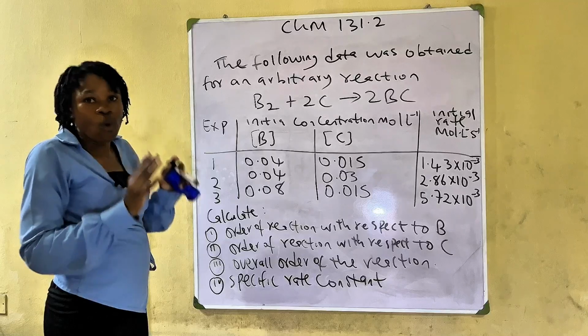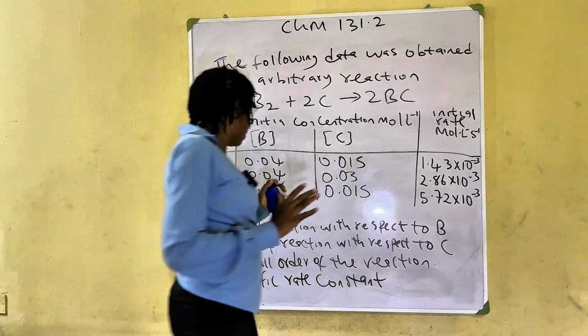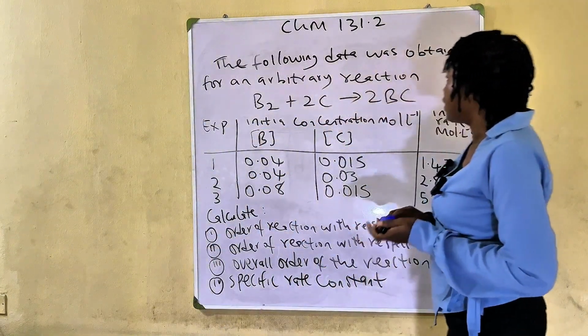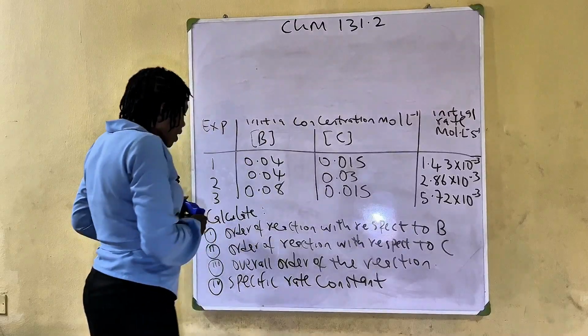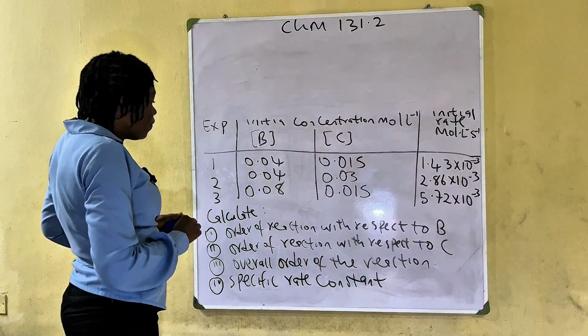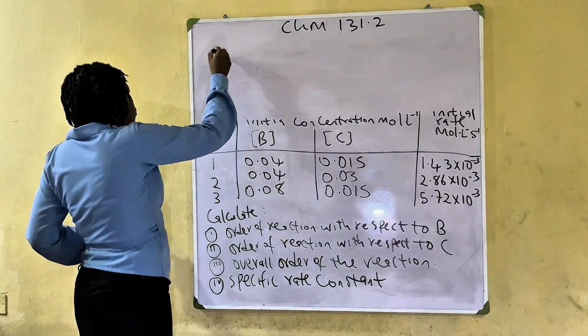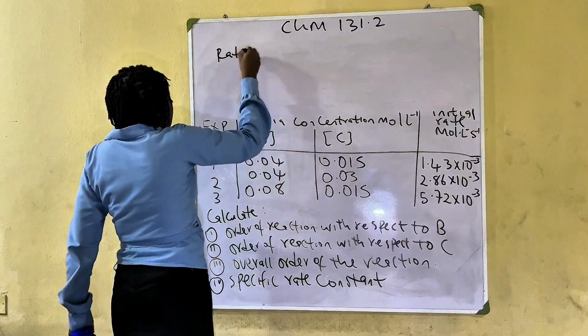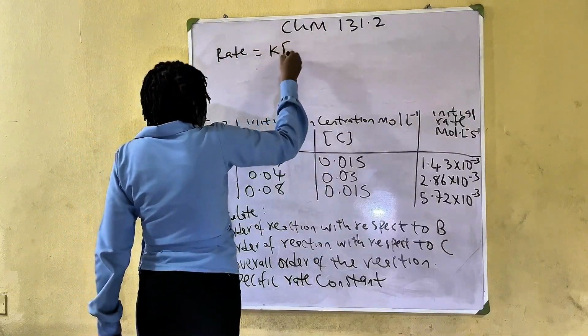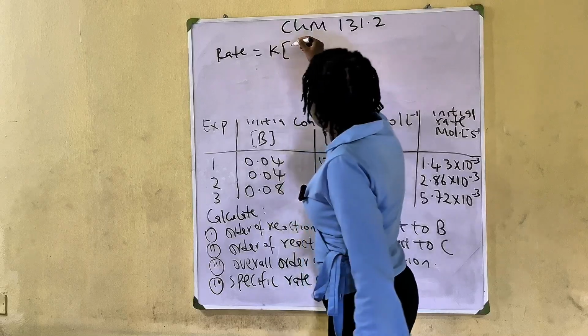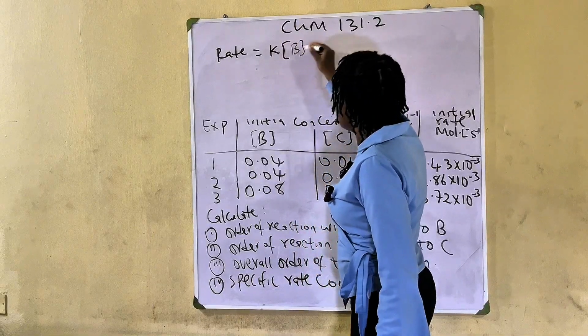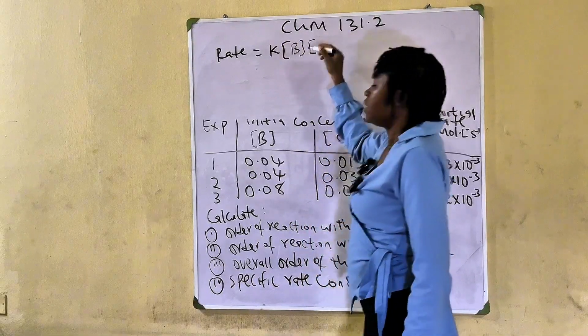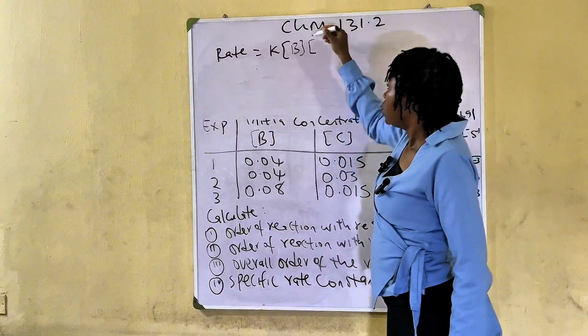So we're going to take them one after the other. Very simple calculation. All right, let's start. Question number 1, calculate the order of reaction with respect to B. So the rate is equal to, we put this. For the question, I have B and C. So this is the equation.